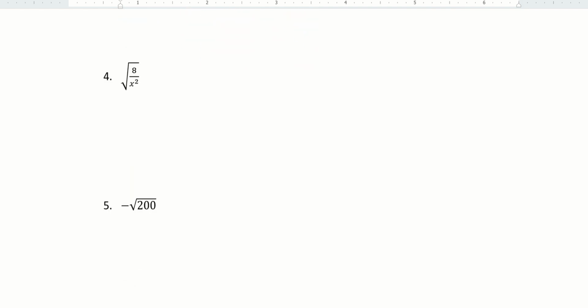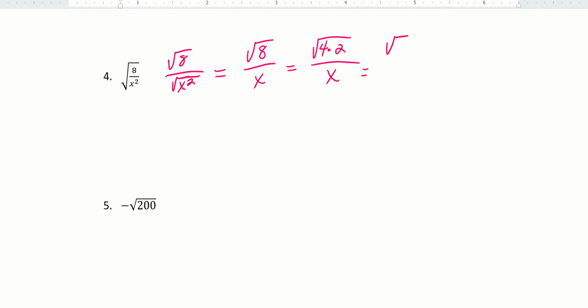Okay. Number 4, we can use the division property. So square root of 8 over the square root of x squared. Now you could do your multiply by 1 to get the radical out of here, but you have a perfect square underneath the radical symbol. So the square root of x squared is x. So you can just write that as square root of 8 over x. Now, you might think you're done. You're not. 8 has a perfect square factor. So that's square root of 4 times 2 over x, which is the square root of 4 times the square root of 2 over x, which is 2 times the square root of 2 over x.